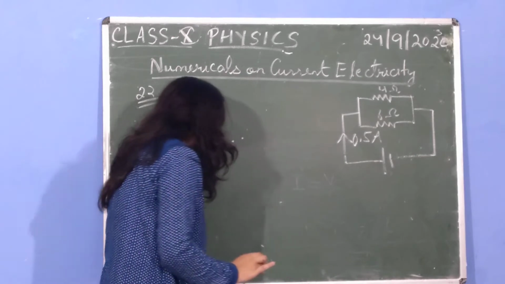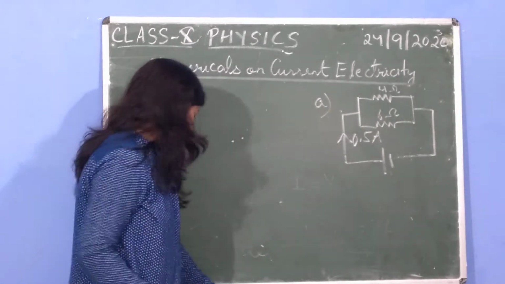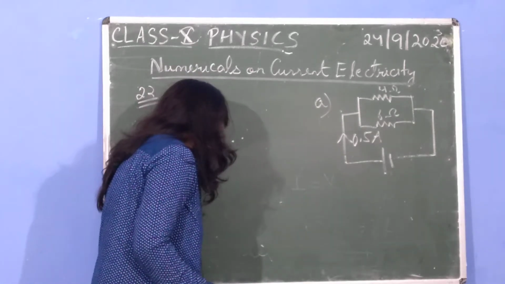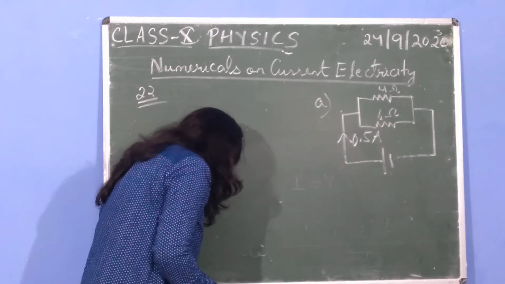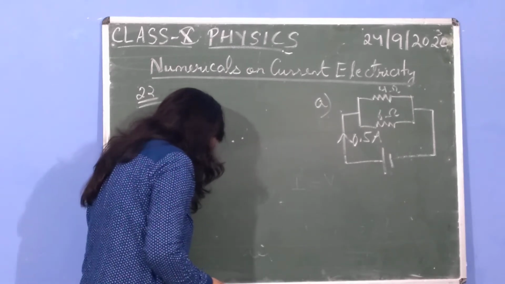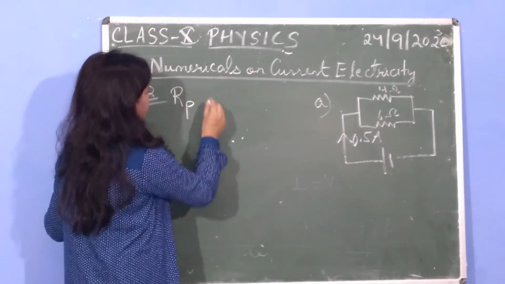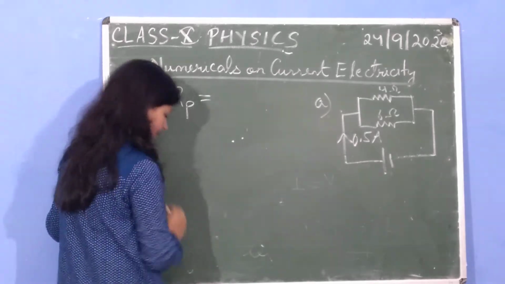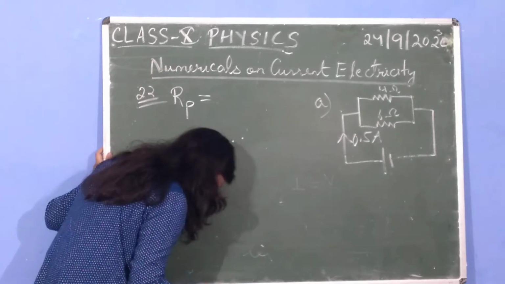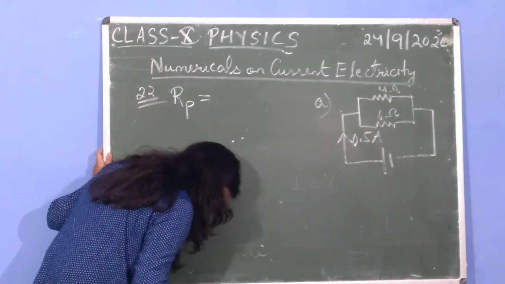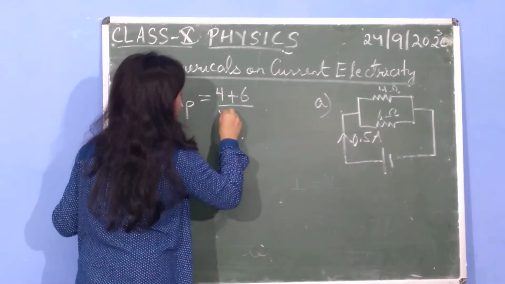Part A. For part A, draw a labelled diagram for the arrangement. Done. Okay. Second part, calculate the current in each resistor. To find out the current in each resistor, you should first find out the parallel combination of the two resistors. Okay, Rp is equal to 4 into 6 by 4 plus 6.